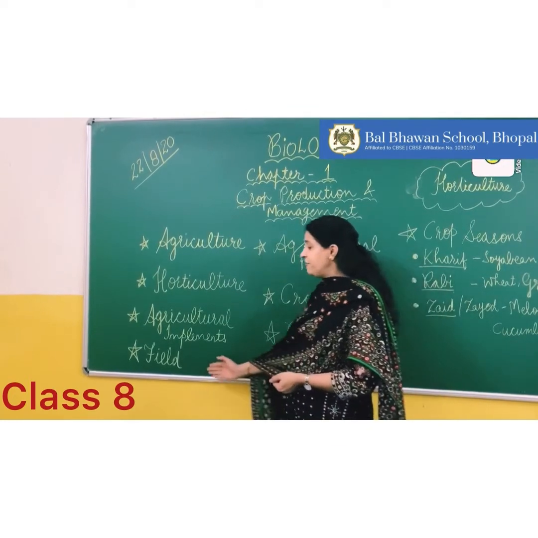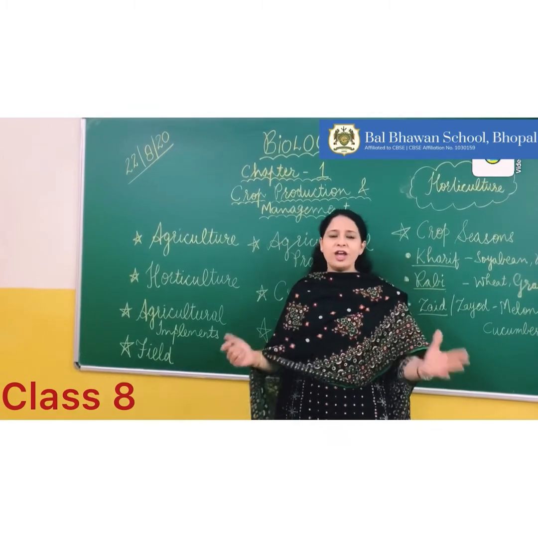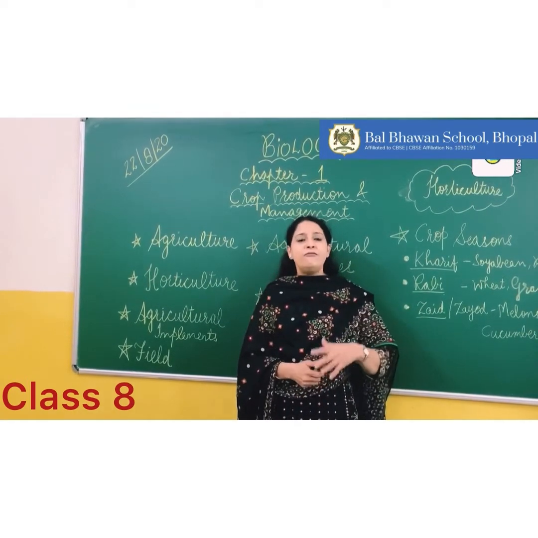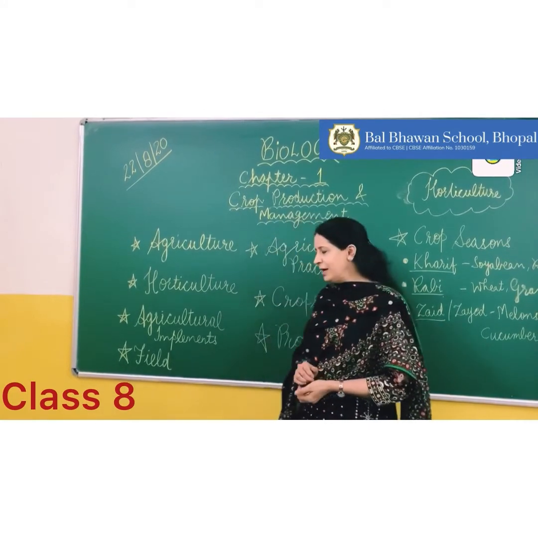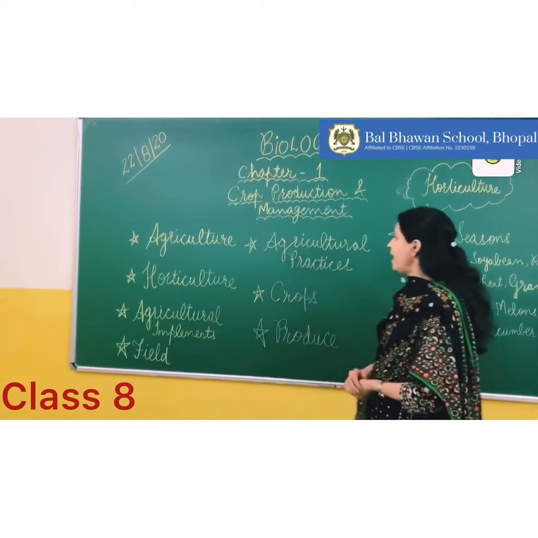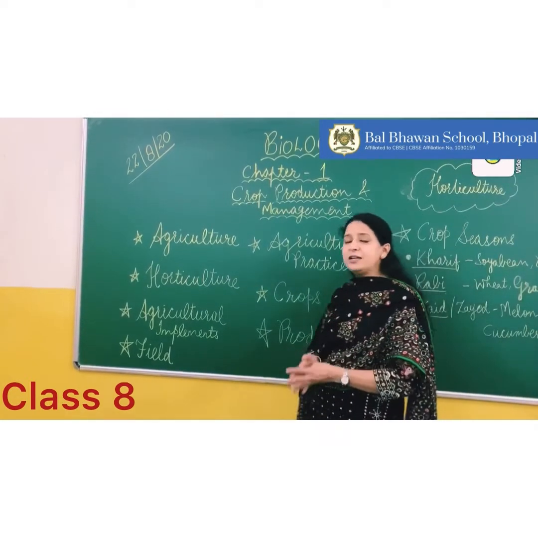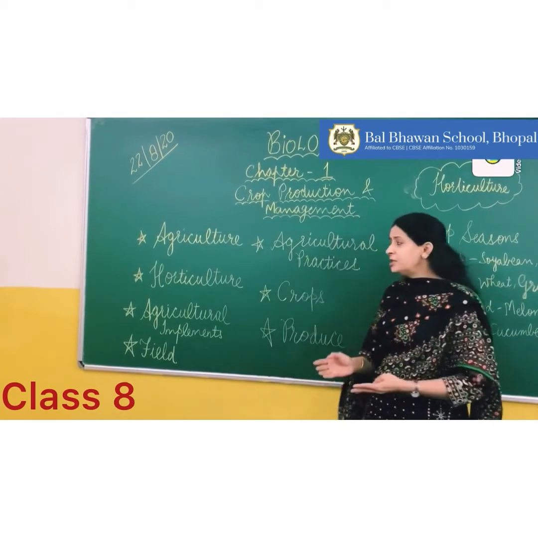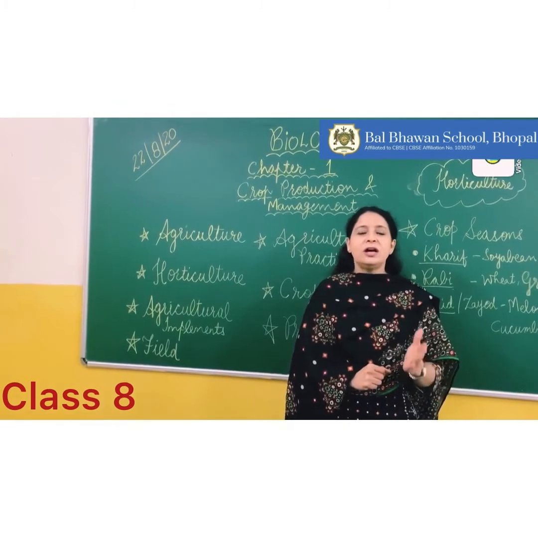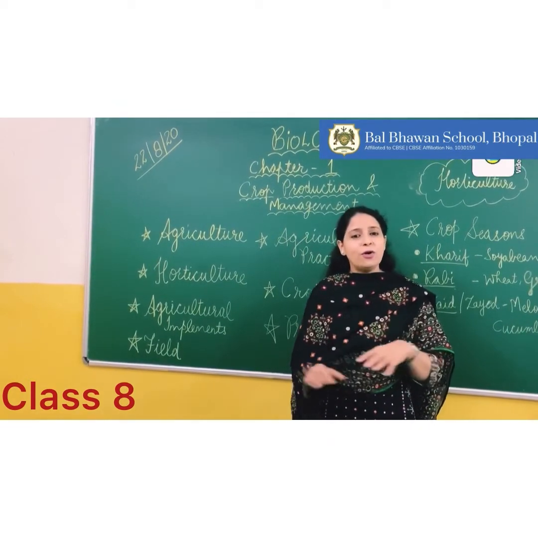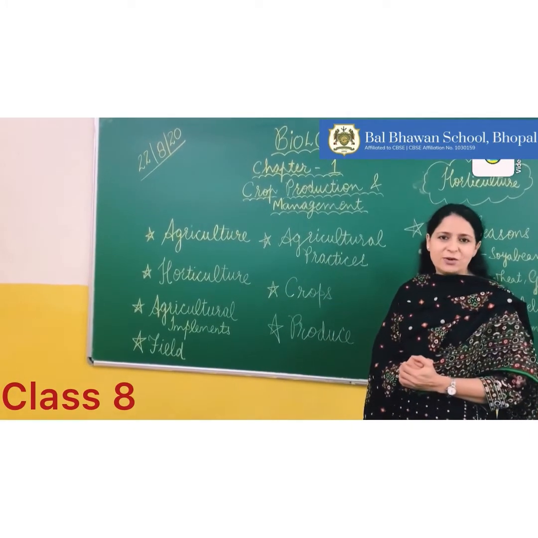Now what is a field? A field is a place where a crop is grown, a large area of flat land where the soil is beneficial for the growth of the crops. That is called a field. Now agricultural practice: the growing of crops, cultivating of plants and rearing of animals all come under it. Crop refers to the same type of plants grown on a large area of land. That is called crop.